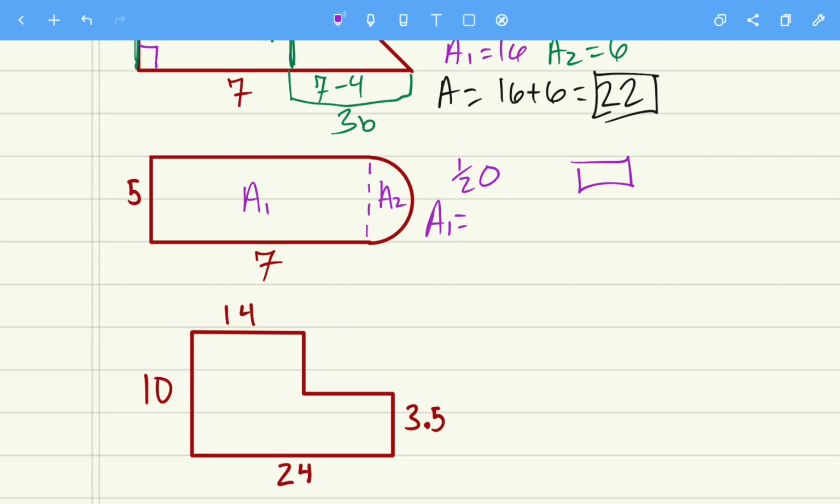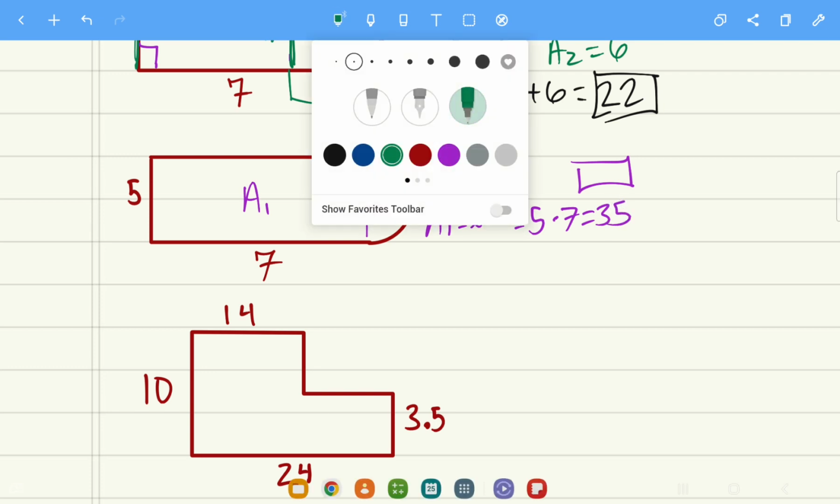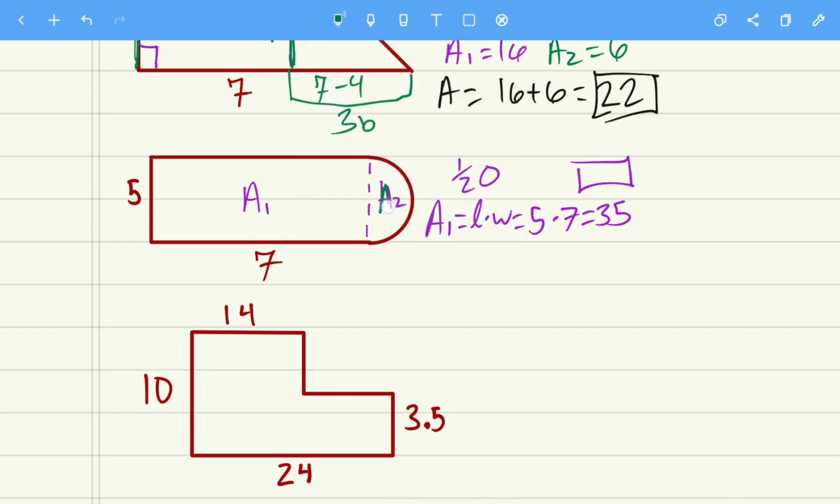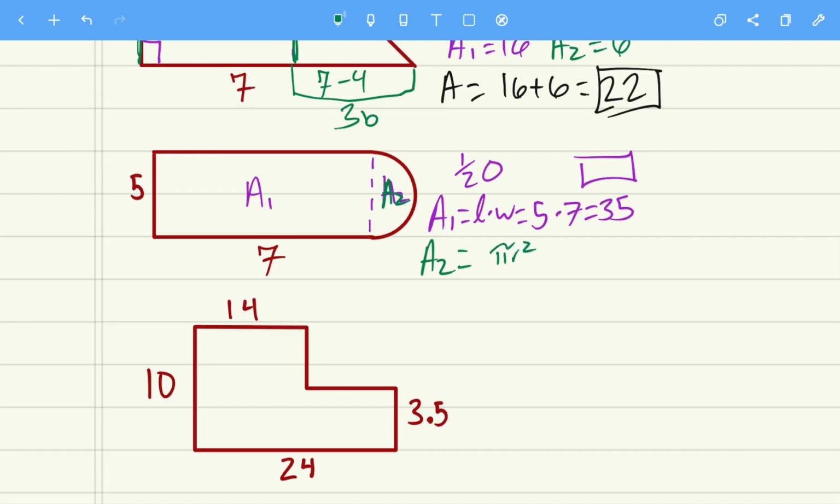Area 1 is simply length times width, which is 5 times 7, which is 35. And now area 2, we're going to use the area formula for a circle, which is pi r squared. But since we only have half the circle, we are going to multiply that by 1/2.